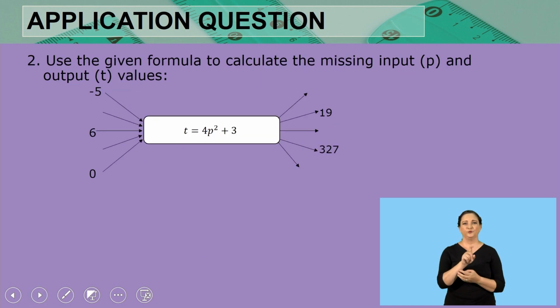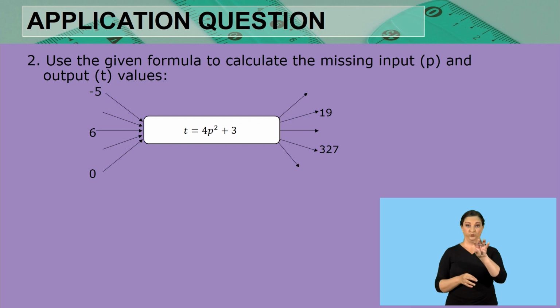Let's go over to number 2, which is a bit more complex, but as usual, I know that you can do it. We have there a given formula in a flow diagram, and we are supposed to find the missing input values, which is the P, and the missing output values, which is the T. So in this case, the P represents our input value and the T represents our output value. So we are going to apply the given formula just to fill out our flow diagram.